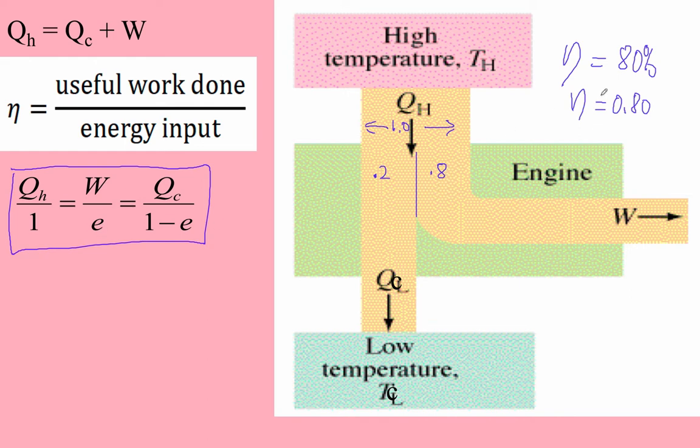Because this is our efficiency, right? Our efficiency was 0.8, so here's our efficiency. And then this is 1 minus the efficiency. This thing here is always 1. The work branch is always proportional to the efficiency. The bigger the efficiency, the more work you get, right? And then this side is always what's left over, 1 minus E.